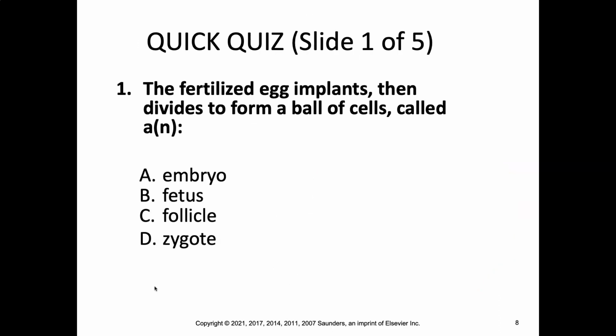The fertilized egg implants, then divides to form a ball of cells called a what? Oh, this one we just went over.